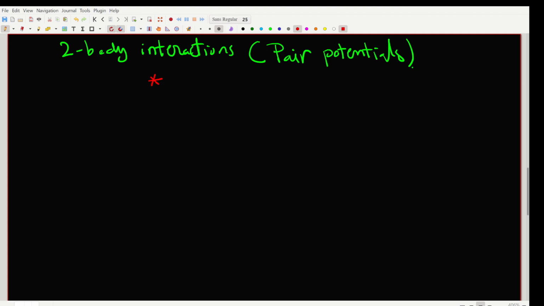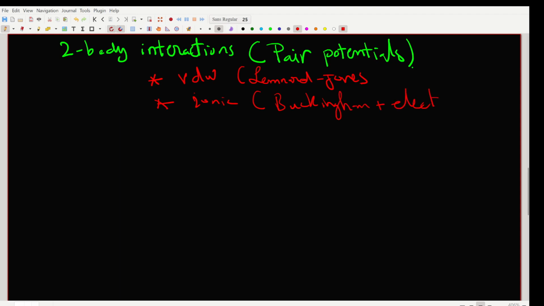And in fact, under the umbrella of two-body interactions, we will list several possibilities. Two-body interaction to represent van der Waals interaction, in particular the so-called Lennard-Jones potential. And under this umbrella, we will also study an interaction to represent ionic materials, and in particular, we will discuss the so-called Buckingham plus electrostatics. And that will be it for two-body interactions.